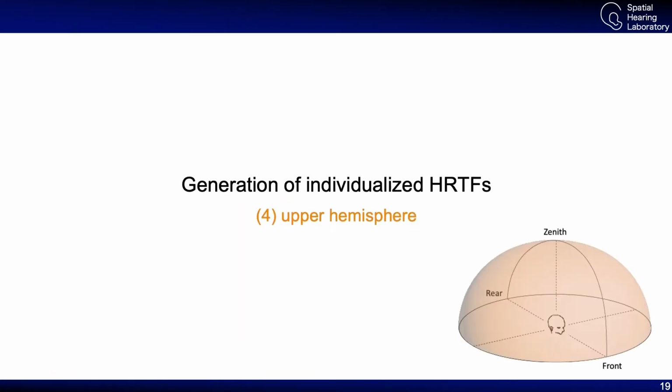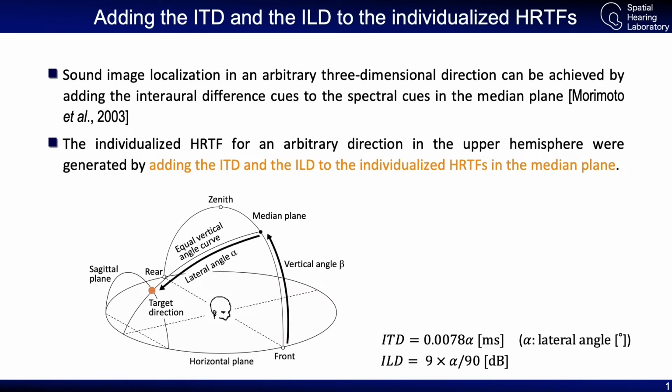Finally, I will explain the generation of the individualized HRTF in the upper hemisphere. Previous studies have shown that sound image localization in the three-dimensional direction can be achieved by adding the interaural difference cues to the spectral cues in the median plane. Then, the individualized HRTF in the upper hemisphere were generated by adding the ITD and the ILD to the individualized HRTF in the median plane.